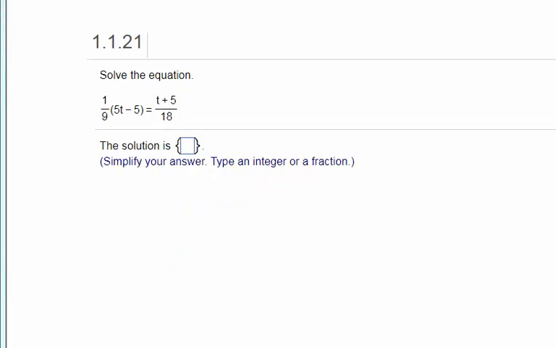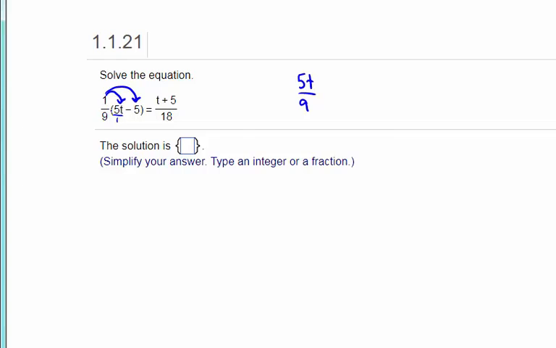Okay, so the next question that we're going to look at also has a fraction, but it also is going to need the distributive property. And so we want to look at how this plays out for both of those things. So I think the first thing that I'm going to do is distribute this 1 over 9 to both of those terms inside the parentheses. So when I multiply 1 over 9 times 5t, remember that 5t is like over 1. So 1 times 5t is 5t, and 9 times 1 is 9.